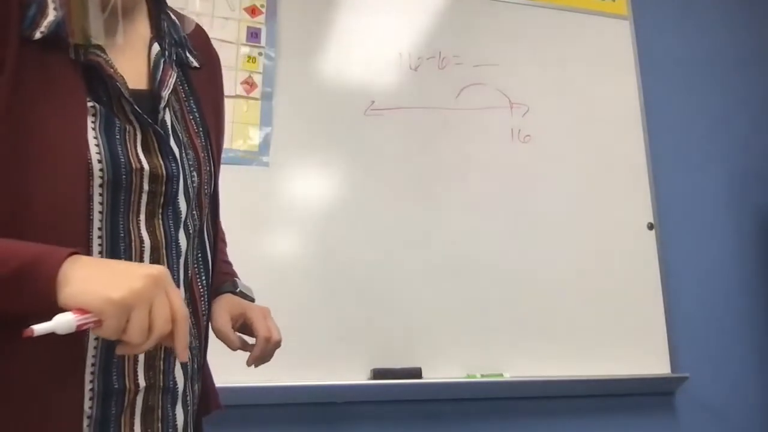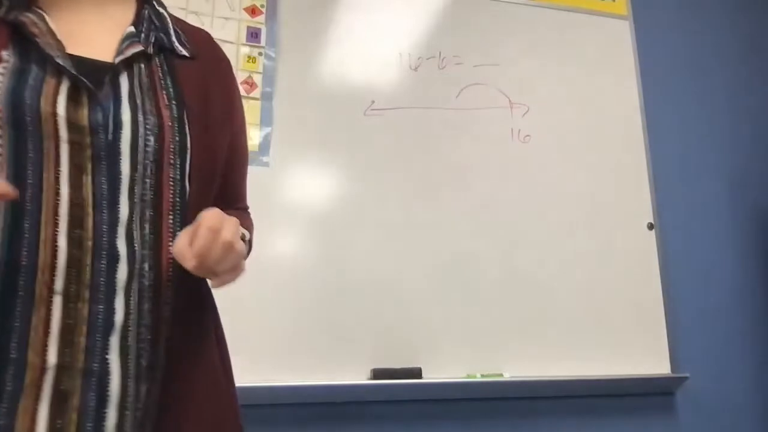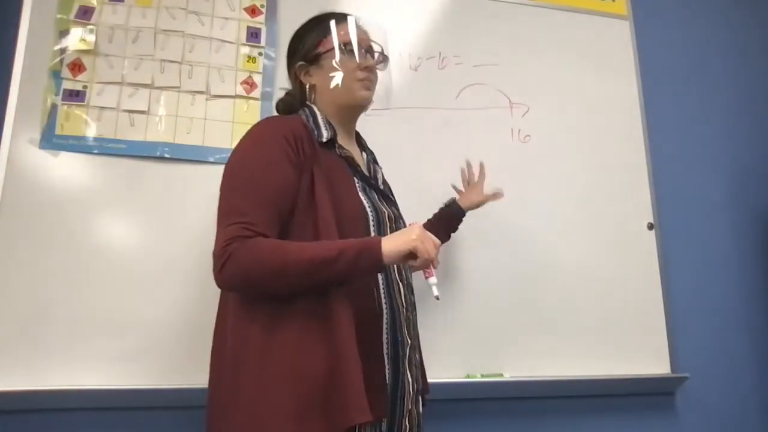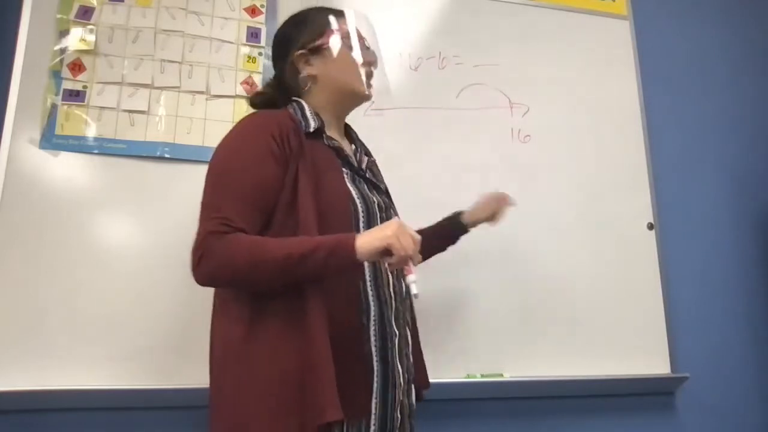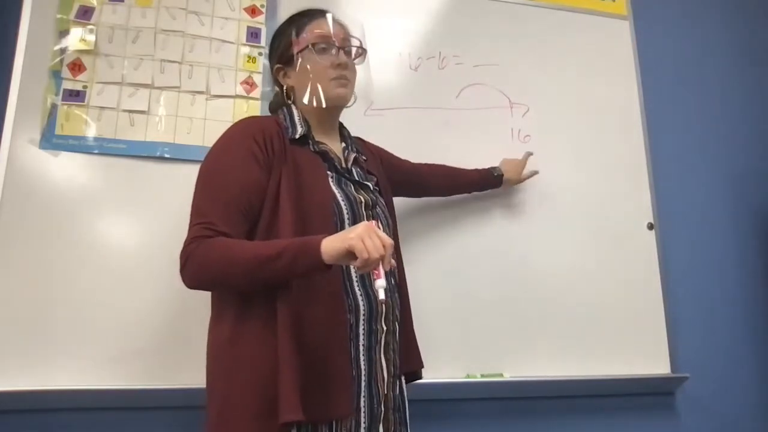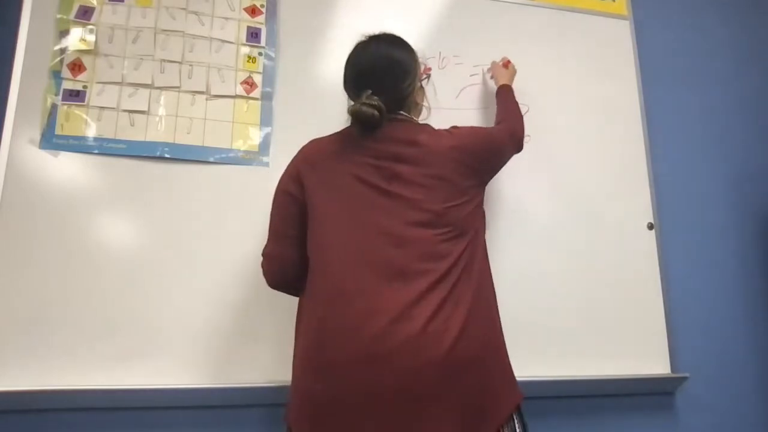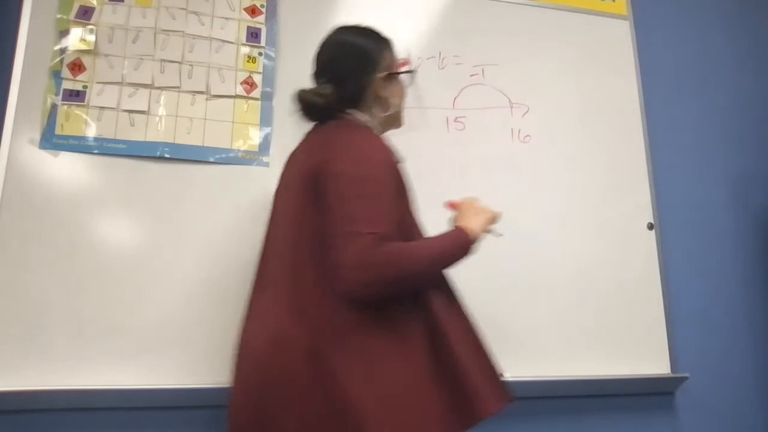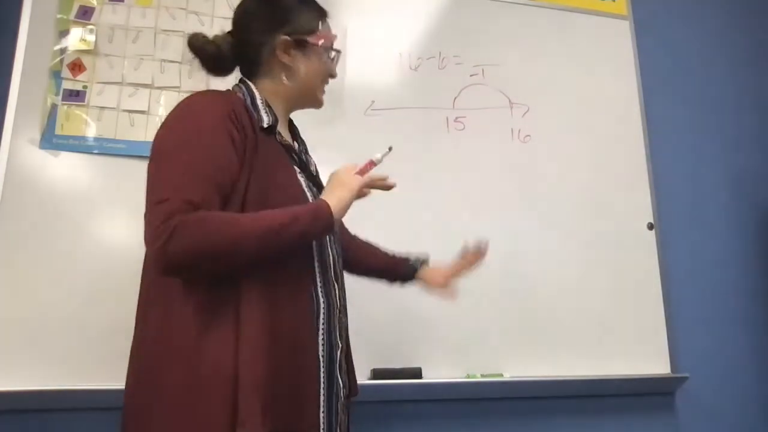16 minus 6. No. Yes, I was heading towards the right direction. I was right. But instead of doing minus 5, this is what's easier. I'm going to do minus 1 because I know if I subtract 1 from 16, I have how many left? 15. 15, that's right. Now, let's go back to what I said earlier.